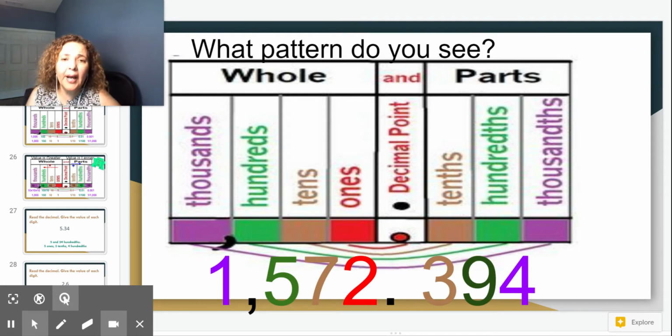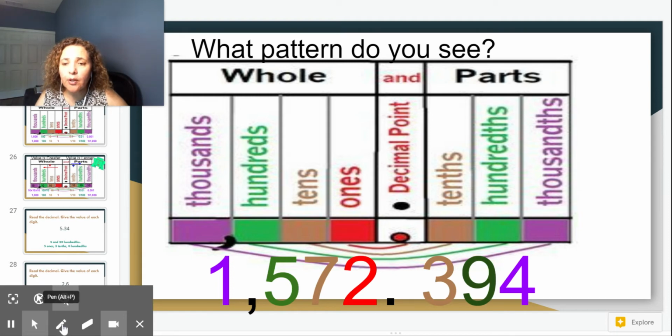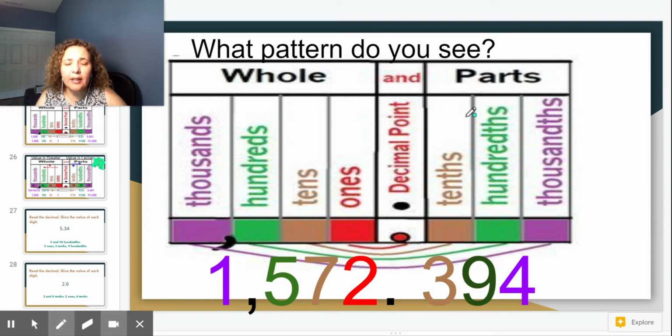Okay, so what pattern do you see? Notice I have my place value chart here. Make sure you glue this into your math notebook. We're going to need this. So what pattern do you see in the place value chart? Pause the video and see what patterns you see.